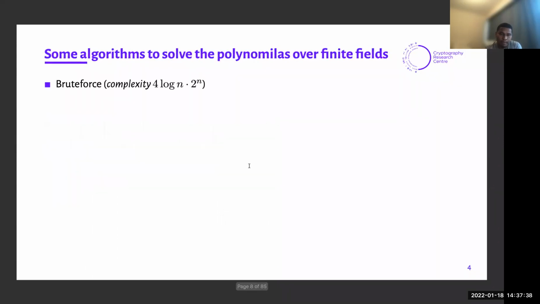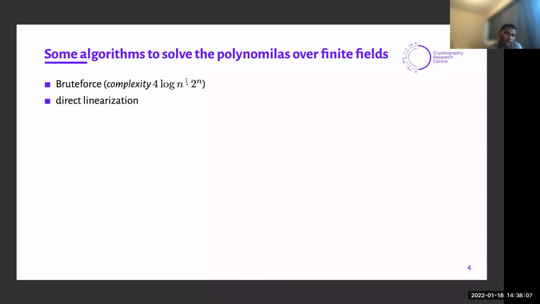And there are many algorithms to solve this problem so far. The simplest one is brute force. Given a system of polynomial equations in n variables, I just test all the possible vectors of length n, and then check if any of them is a solution to the problem. So the complexity of this over F2, or Boolean polynomials, is given by this equation.